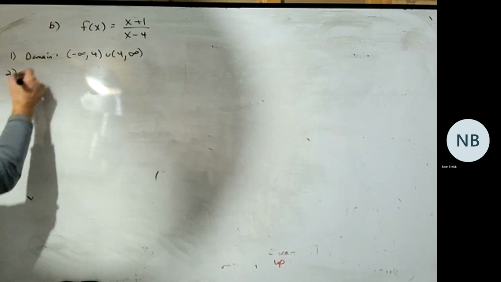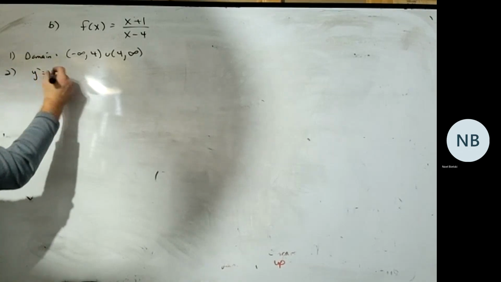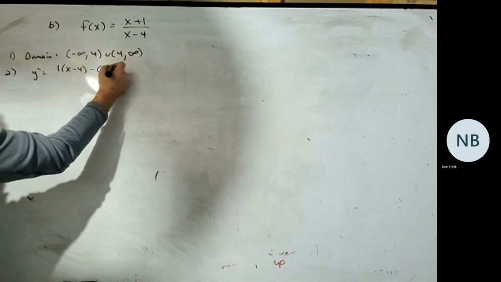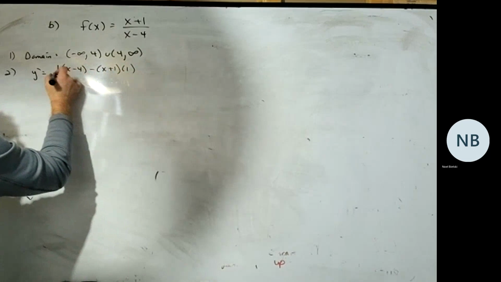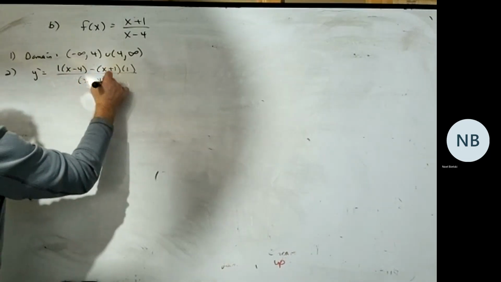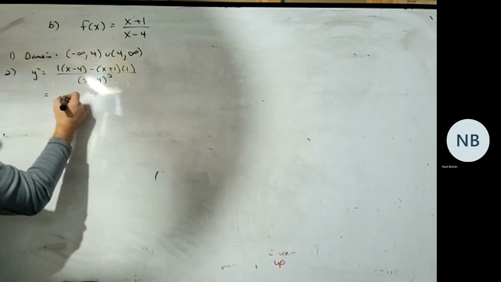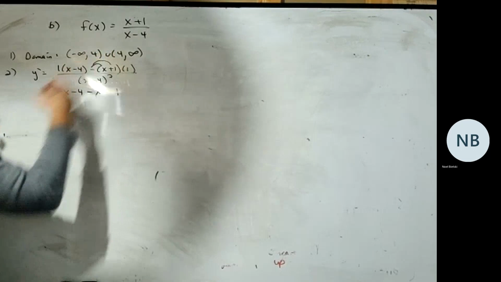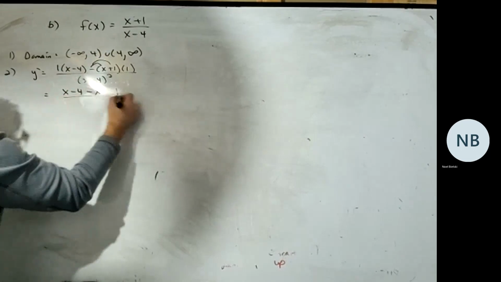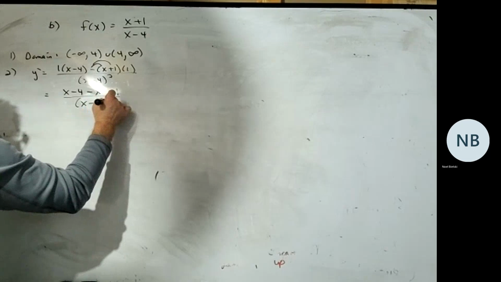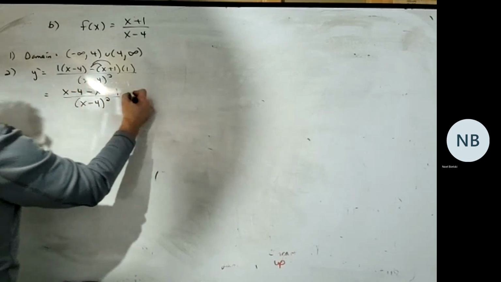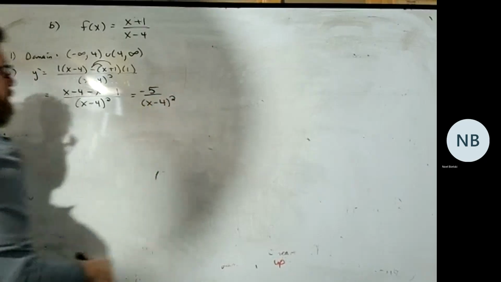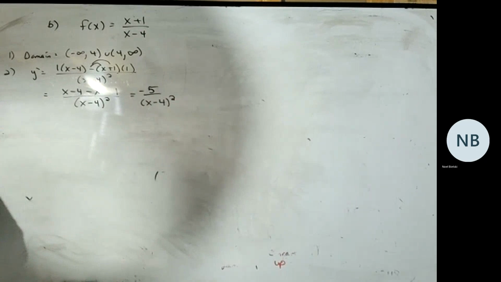Now the derivative. Well, y prime: derivative of the top will be 1 times the bottom minus the top times the derivative of the bottom, all over the bottom squared. So this will be x minus 4 minus x minus 1. Don't forget to distribute that negative to both of those. All over x minus 4 squared. So this is going to be minus 5 all over x minus 4 squared.